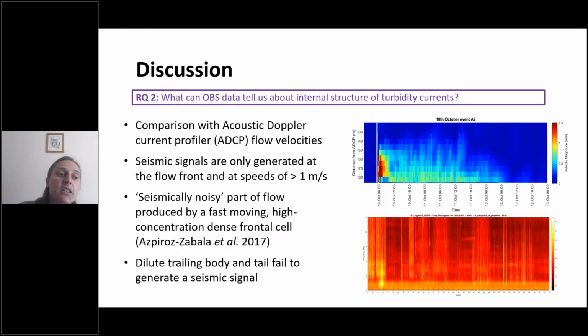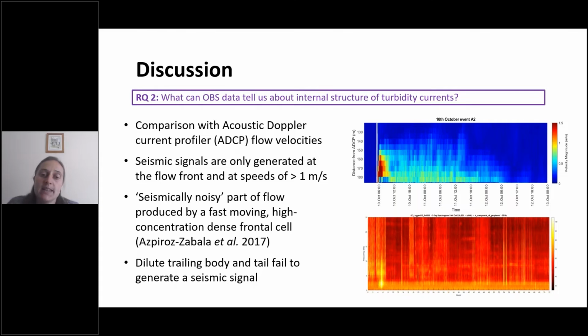So on to the discussion and trying to answer those other research questions we set at the start. We wanted to know what the OBS data could tell us about the internal structure of turbidity currents. And for this, we were able to compare the seismic data with the ADCP data we had from the flows that we captured before all the moorings broke in January. These were just for the smaller flows, but you can see this on the panel on the right-hand side.